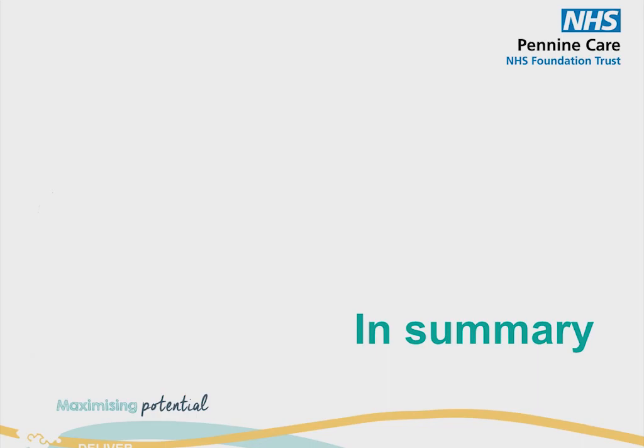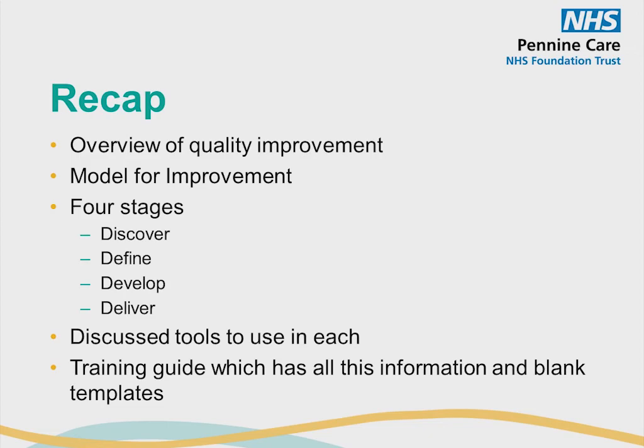So, to finish off, let's do a summary of what we've discussed in this video. We've talked about quality improvement and the model for improvement. We've also taken you through Pennine Care's 4 stages: discover, define, develop, and deliver. We've talked about the tools you can use in each of the stages. You're not limited to these, and if you wish to learn about other tools, you can contact the improvement team or access our intermediate level of training.